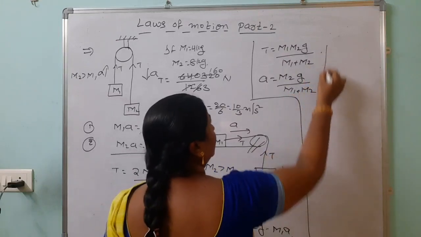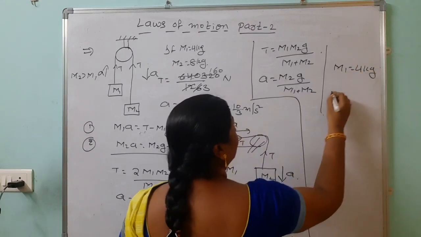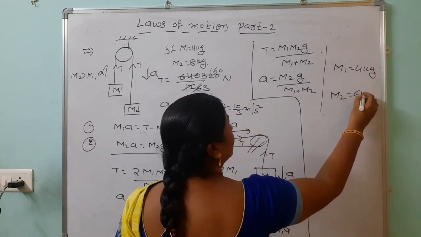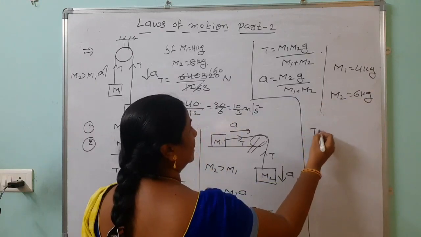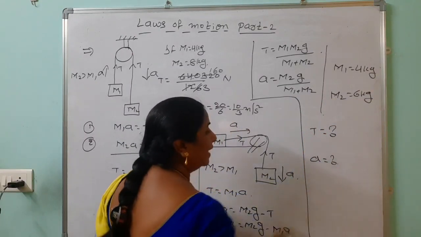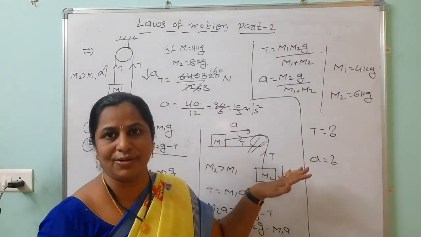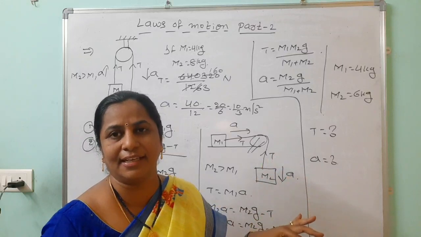Like that we can go through one problem. You try this one. m1 is 4 kg, m2 is 6 kg. Find the acceleration and tension. So like this we can find out, but while reading the question you should remember that they will mention one is placed on the horizontal surface and another one is hanging vertically.